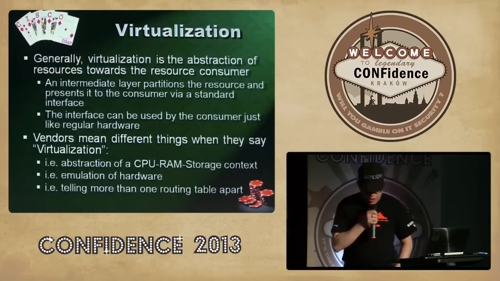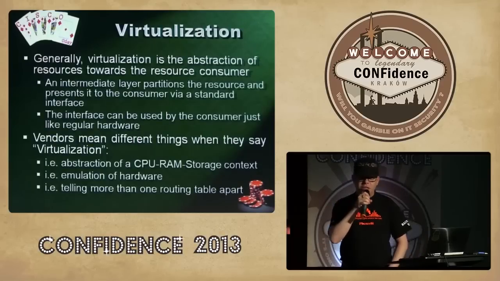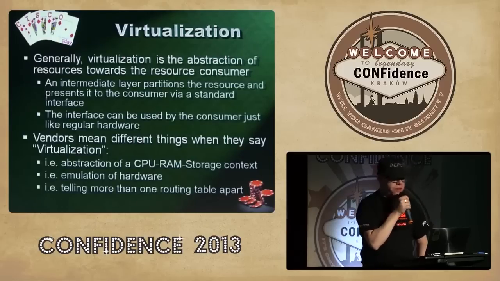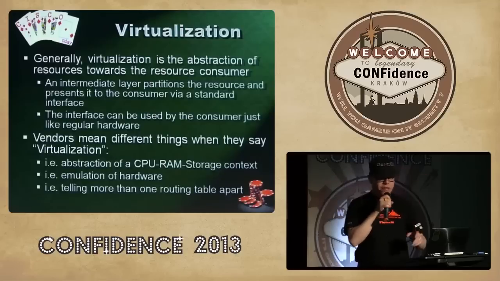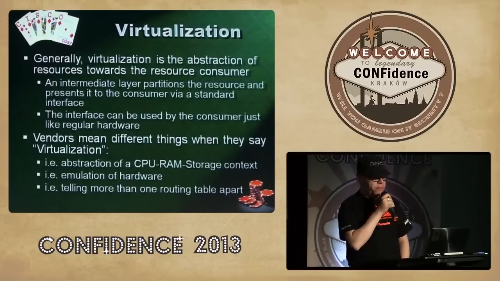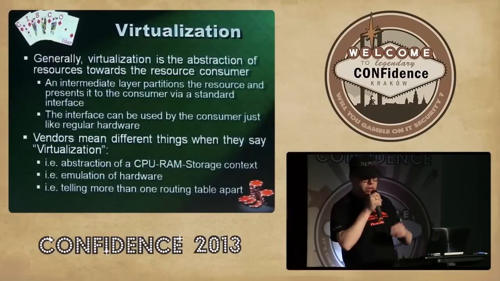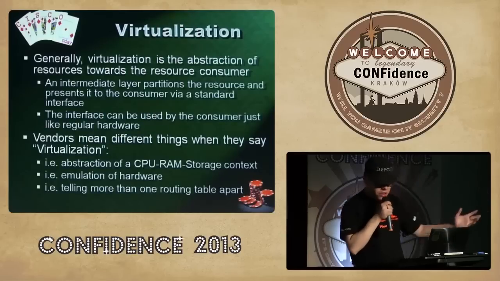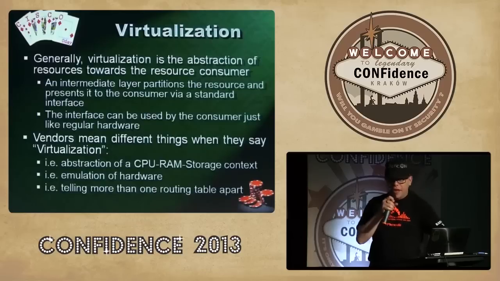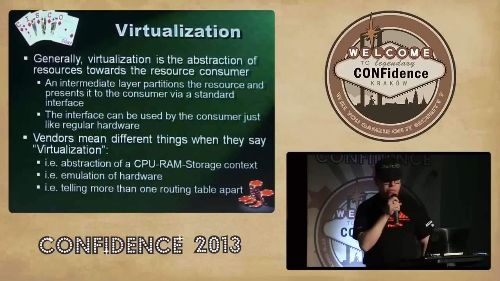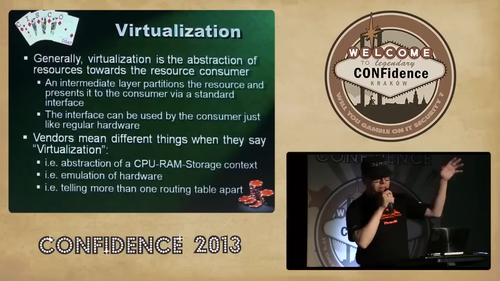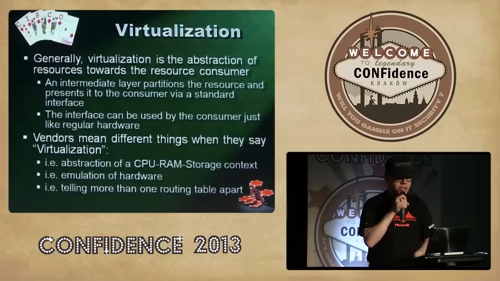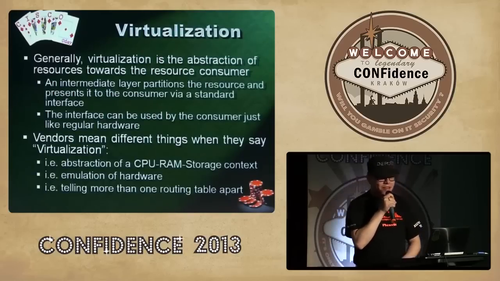The thing here is that when vendors talk about virtualization, they mean different things. So when VMware, for example, talks about virtualization, they talk about a CPU, RAM, storage context that is virtualized, so it's abstracted, meaning that you're not running on the actual CPU, or you're running on the actual CPU, but not all of the time. Sometimes it means emulating hardware or emulating a CPU, think of QEMU. And sometimes it actually only means telling more than one routing table apart. This is what Cisco means with the virtual routing context. So essentially, virtualization is one word with many meanings.